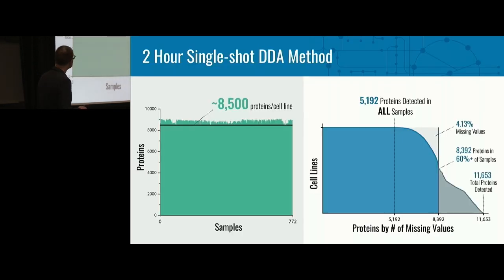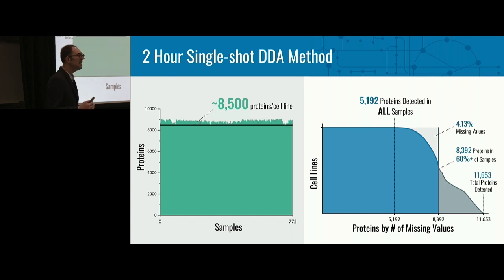In that case, we're using 2-hour single-shot DDA methods on that tribrid platform, as I mentioned, and we could get pretty good depth: 8,500 proteins per experiment, over 5,000 of these proteins detected in all the samples, and 8,400 in 60% of the samples.